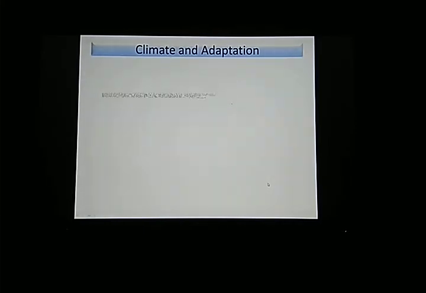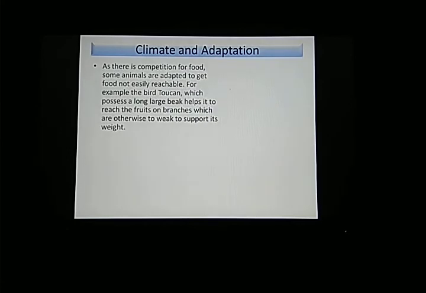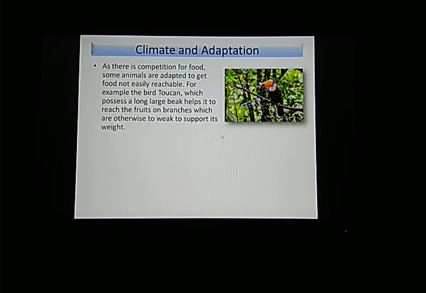Now, as there is a competition for food, as we have said, there are a large number of plants and animals living together in the same place. So there is a competition for food, definitely. So there are some birds which have found some suitable techniques of procuring their food. Such an example of a bird is the toucan. This is a toucan, you can see. If you see carefully, its beak is very prominent. It's very large, you can say.